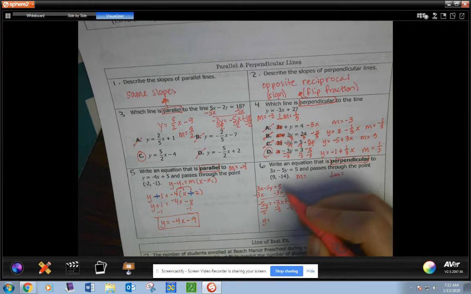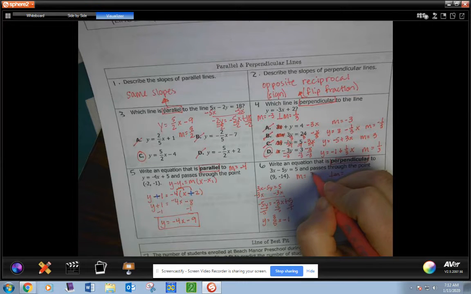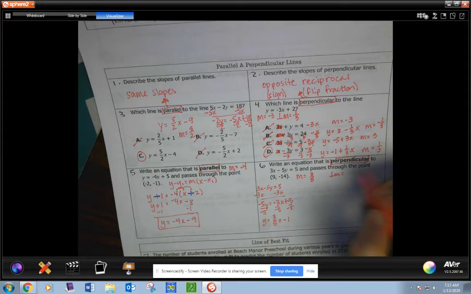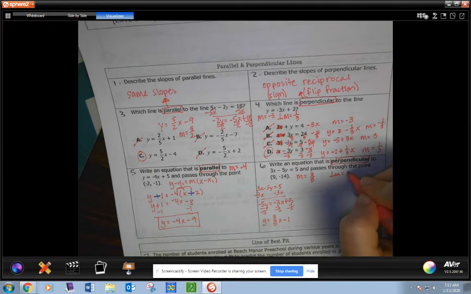So this gives me a negative divided by a negative is a positive, and I can't take 3 and put it in 5 groups. So positive 3/5 x, and then 5 divided by negative 5 would be negative 1. So my slope is 3/5, but I want the perpendicular slope, which means opposite reciprocal. So I want this to be negative 5/3.